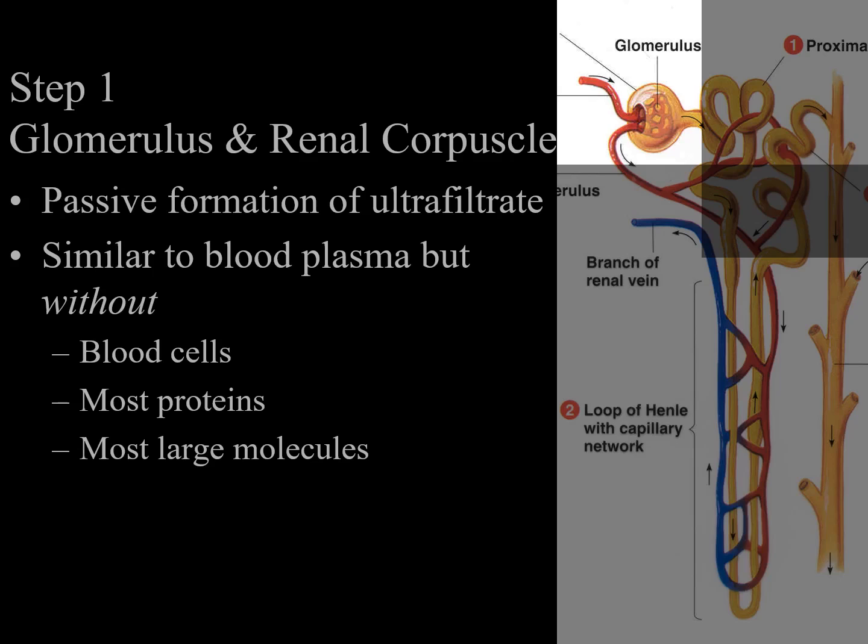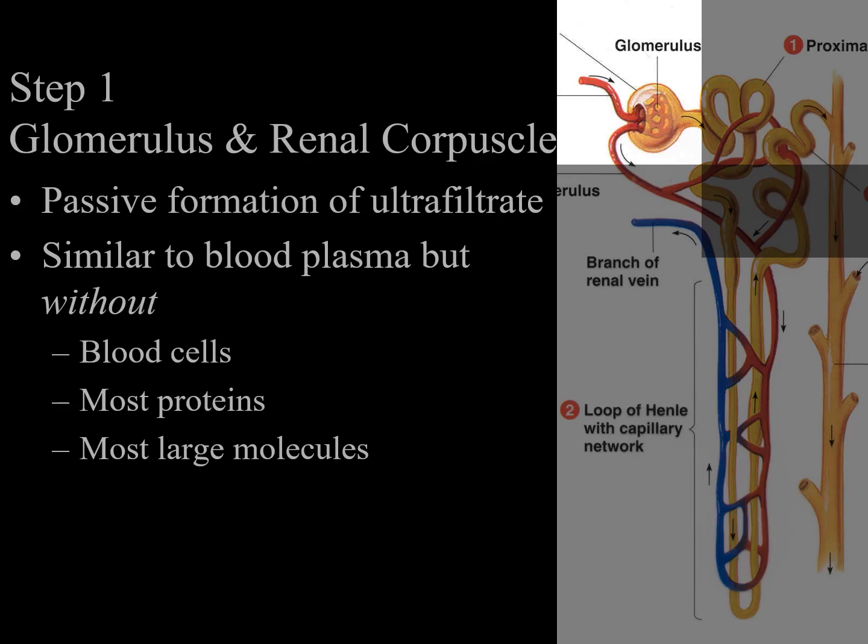This is where the ultrafiltrate is formed, and it's formed passively. It's just diffusion that causes it to happen. So the ultrafiltrate is not urine, but it's sort of pre-urine. It's urine before all the final adjustments have been made. It's very similar to blood plasma, but you don't have blood cells. You don't have most proteins or other large molecules because they just can't really get out.